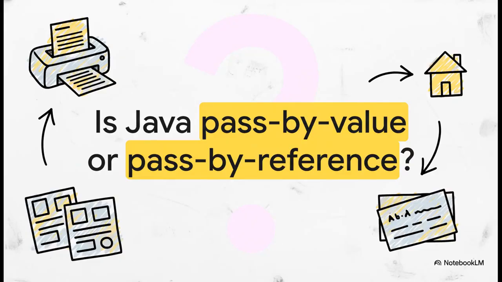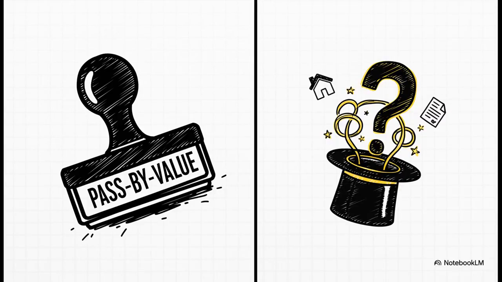So let's just put the question right out there, plain and simple. When you pass a variable into a method in Java, is it passing the value or is it passing a reference? It seems like a simple question, but trust me, the answer has this little twist that trips a lot of people up.